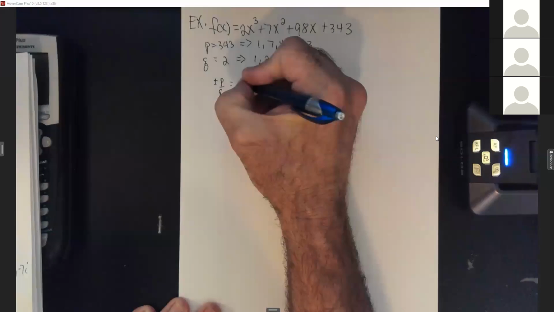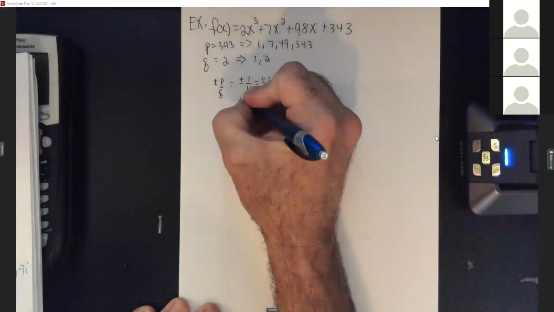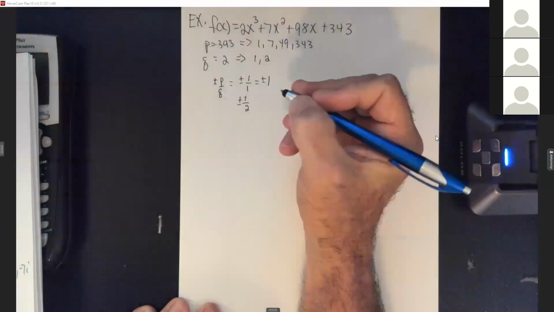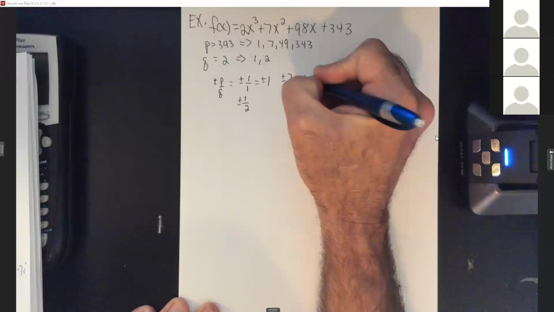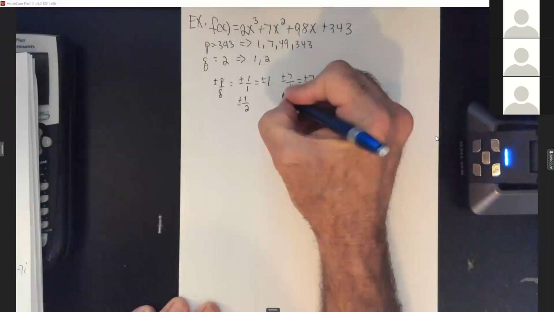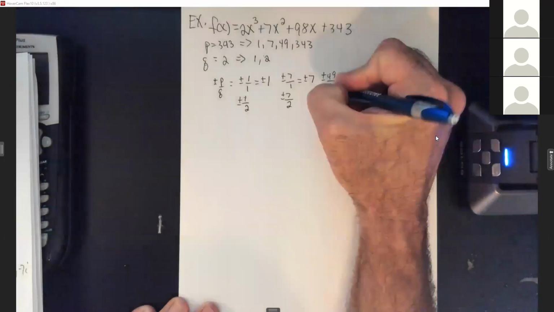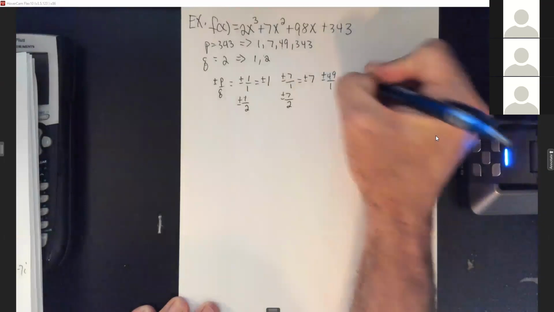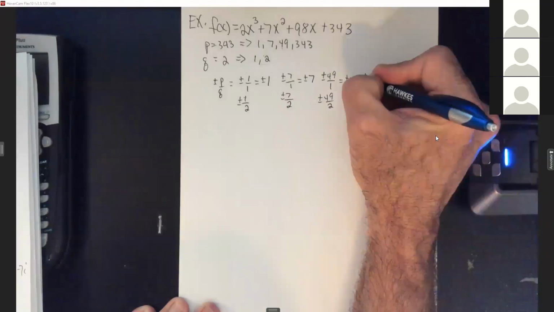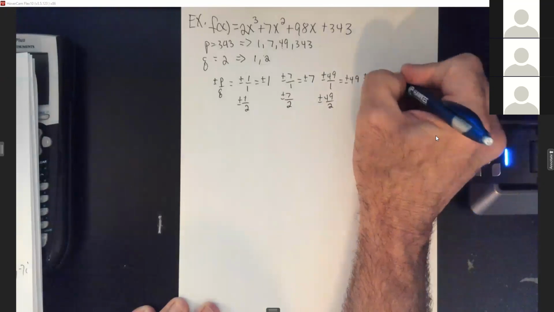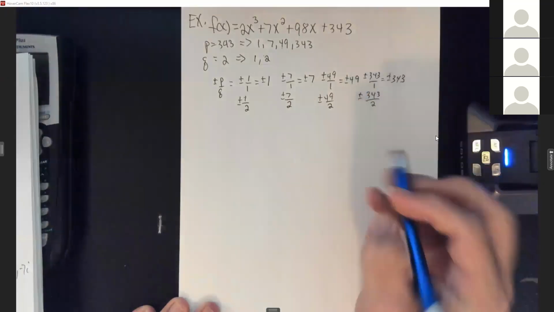So I could have plus or minus 1 divided by 1, which is just plus or minus 1. Plus or minus 1 divided by 2, that doesn't reduce. Then I got the 7. Plus or minus 7 divided by 1 is plus or minus 7. And then plus or minus 7 divided by 2. Then I got the 49, which will give me just a 49. And then plus or minus 49 divided by 2. And then finally the 343, and then divide that one by the 2. And that doesn't reduce.